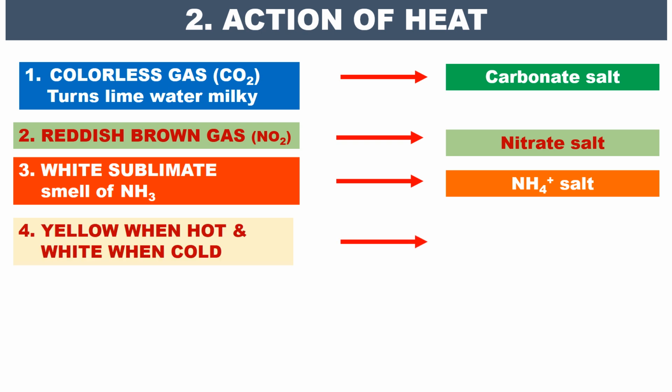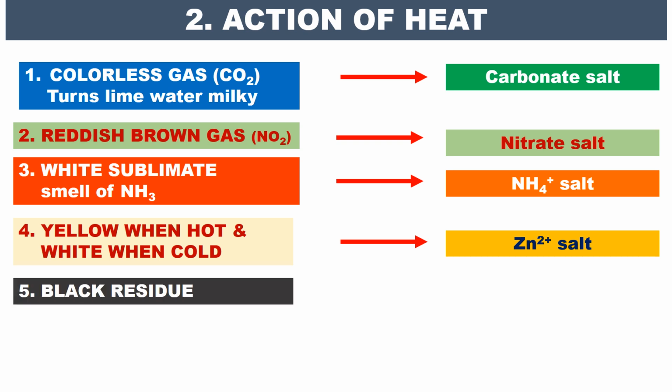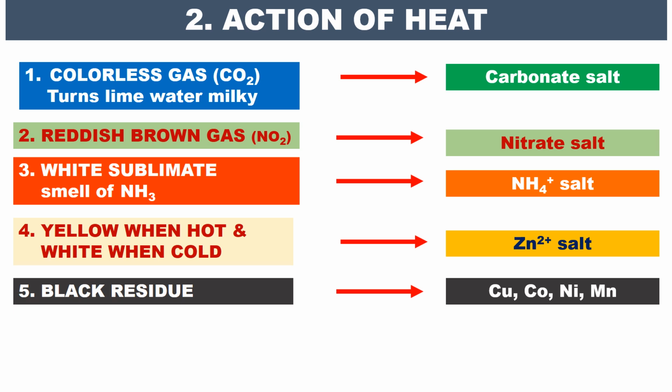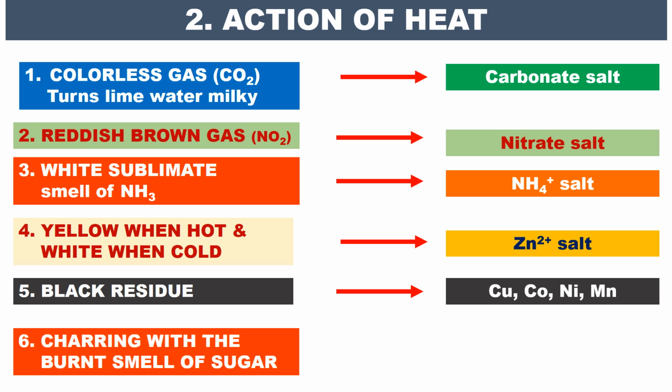When you heat the substance, if it becomes yellow when hot and white when you cool it, that is the presence of zinc salt. Zinc salt on heating becomes yellow, and on cooling becomes white. If your salt on heating gives a black residue, then it indicates copper, cobalt, nickel, or maybe manganese salt.